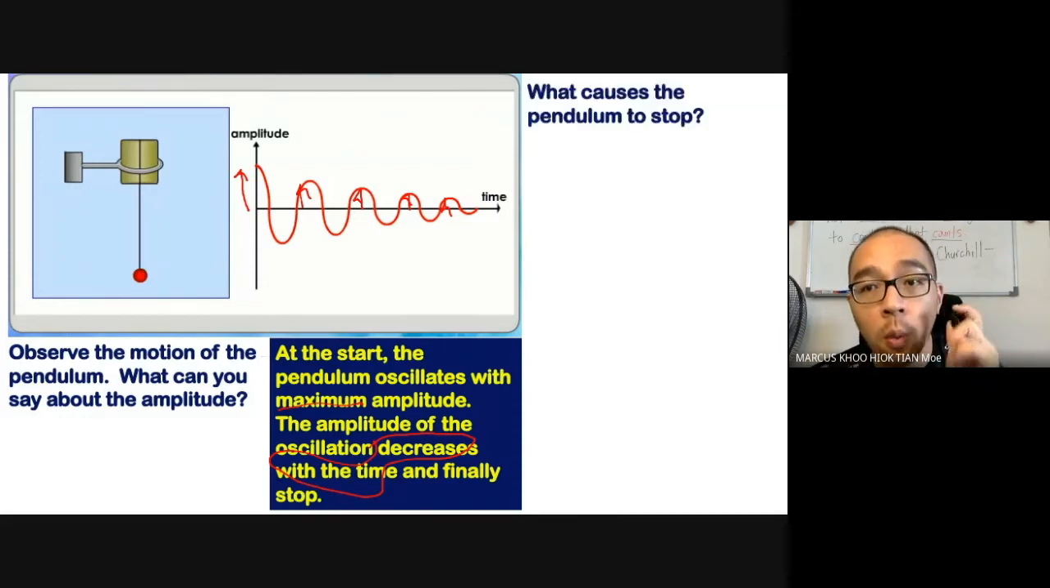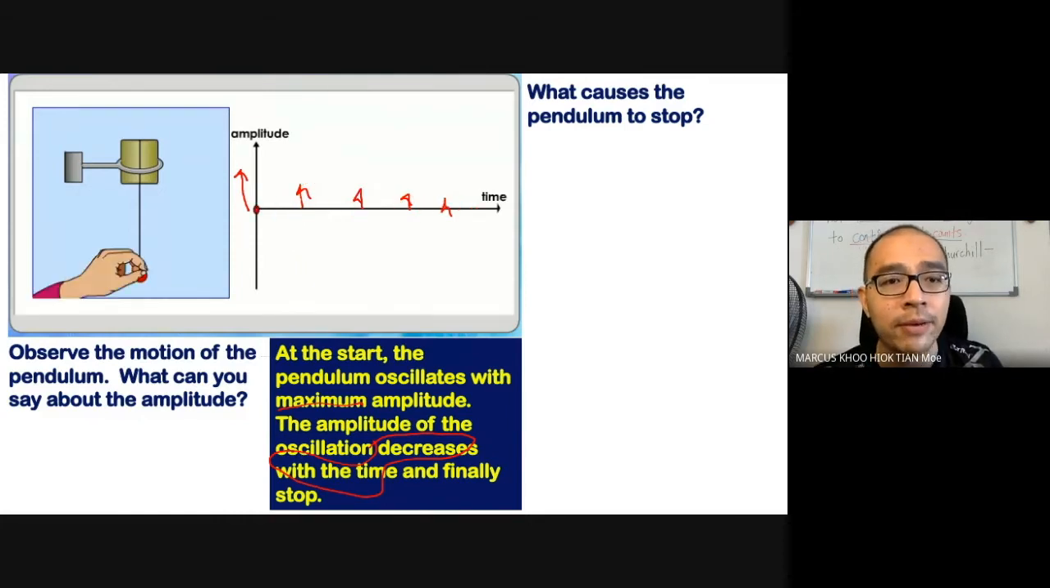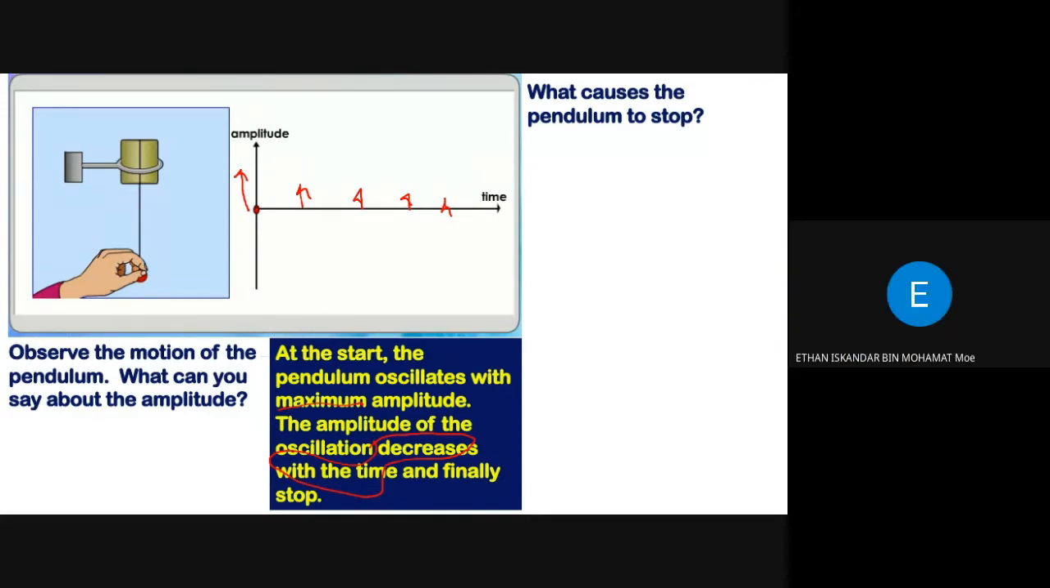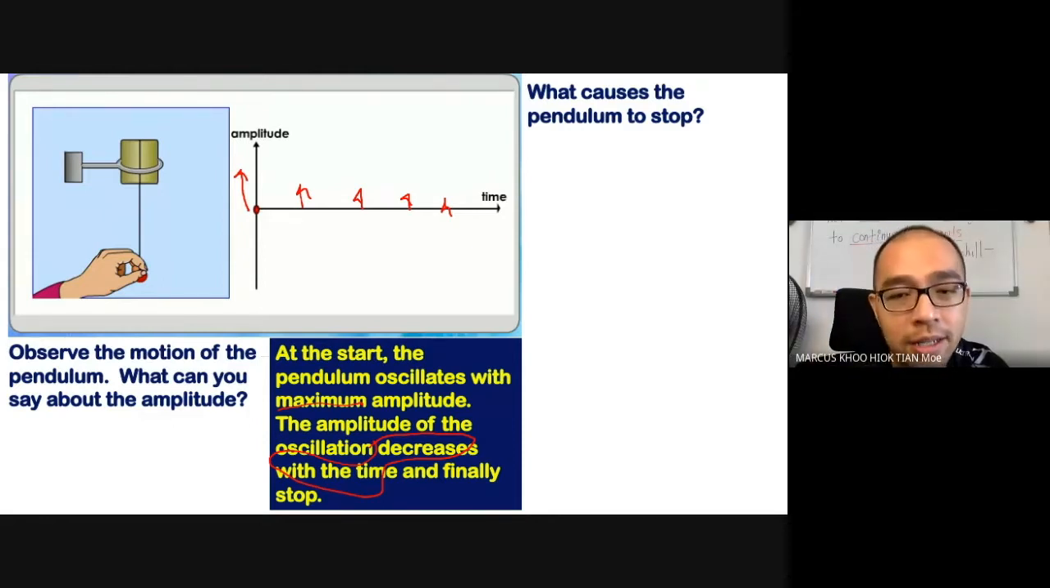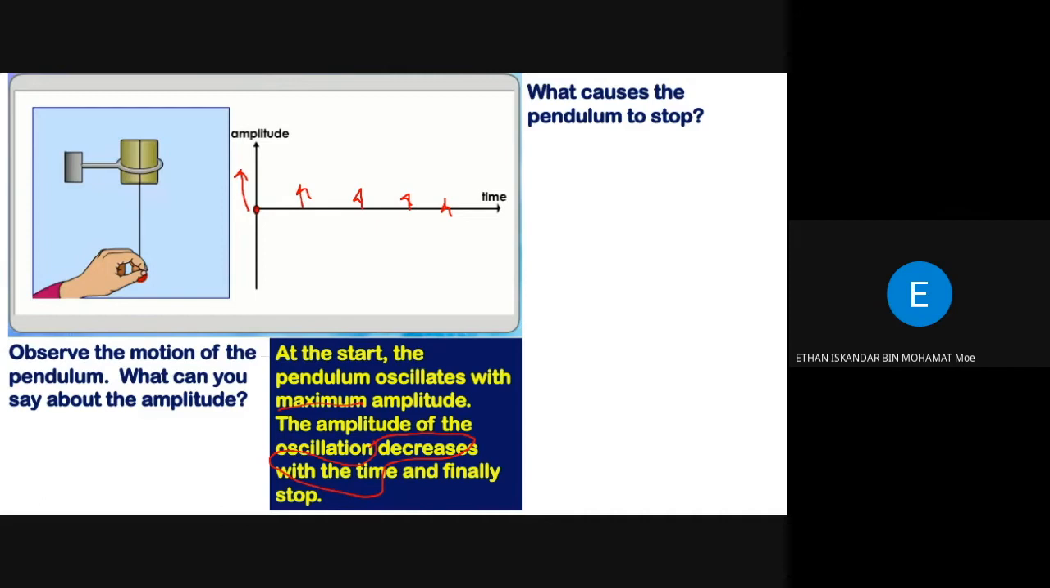So what causes the pendulum to stop? Anybody want to suggest? What do you think? I know it's called damping, but what if I don't tell you the word damping? What do you think causes this pendulum to stop swinging? The energy dissipates already. Why did the energy dissipate? Because of air resistance.